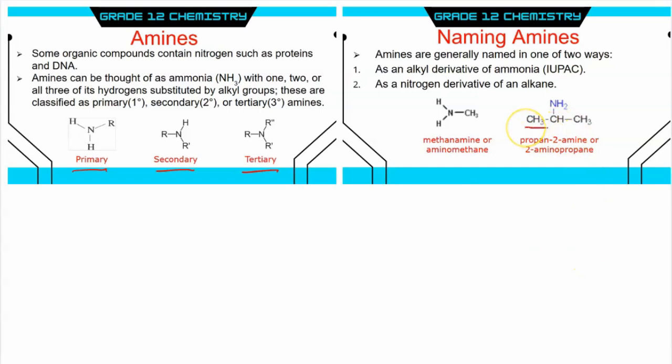So now in this case, we have propane. So we have a 3-carbon chain, and we have our NH2 on the 2nd carbon. So we're going to have to specify that now. So it becomes propan-2-amine. Again, you could also say 2-aminopropane.